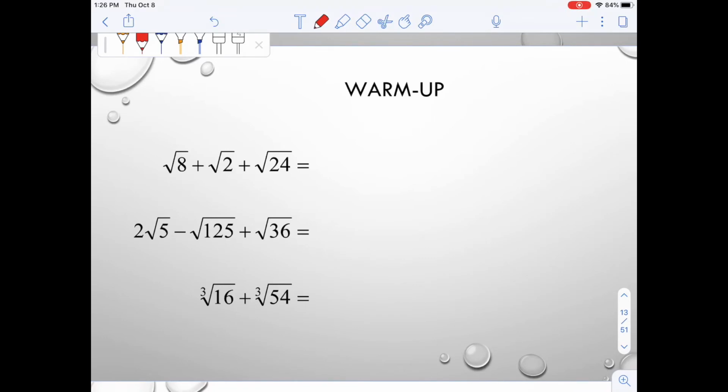All right, one thing that you do need to remember is that I need to completely simplify radicals before I combine them. So here, square root of 8, 8 has perfect square factor 4 times 2, so I get 2 square roots of 2 plus square root of 2. And 24 has perfect square factor of 4 times 6. Square root of 4 is going to give me 2. Square root of 6 I cannot simplify. Now I can combine these like terms here, right?